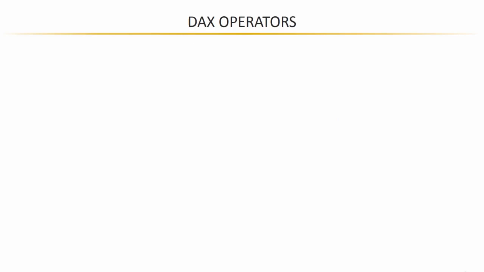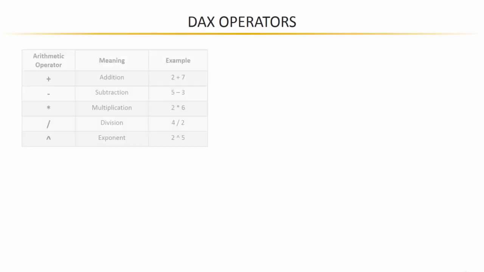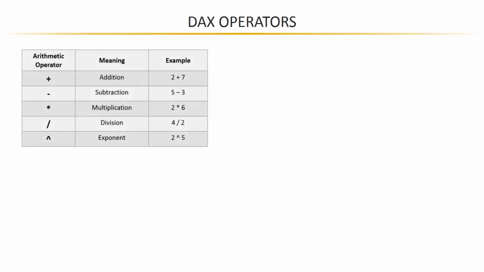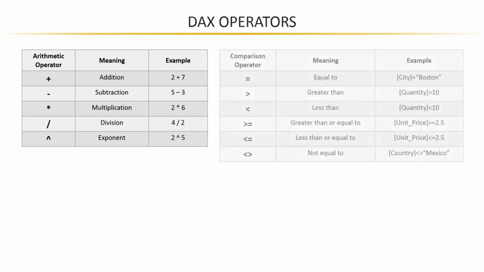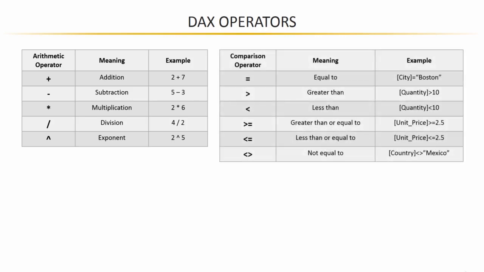So moving on, let's talk about some common DAX operators. And most of these are extremely straightforward. You've got your basic arithmetic operators: addition, subtraction, multiplication, division, and exponents. Those pretty much speak for themselves. You also have your comparison operators: equal to, greater than, less than, greater than or equal to, less than or equal to, or not equal to. And I've shown some examples here as well.